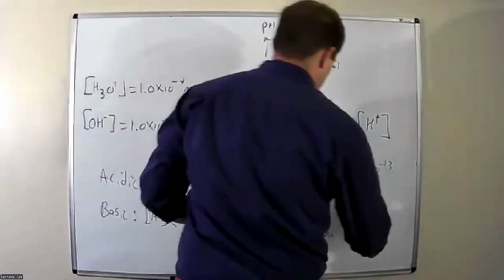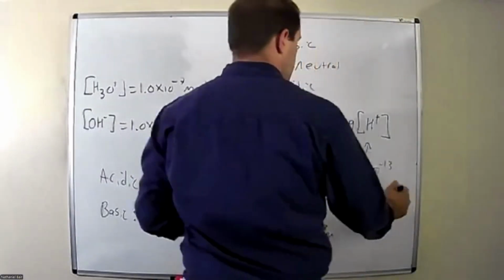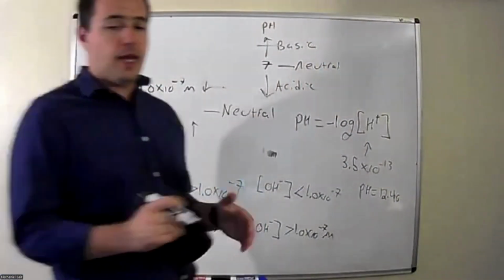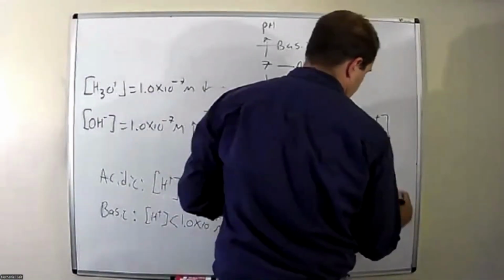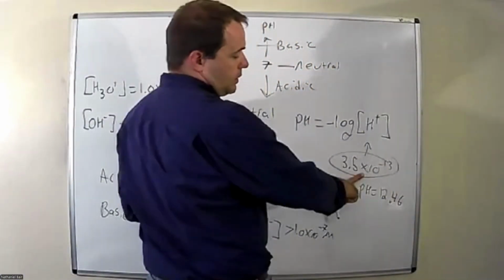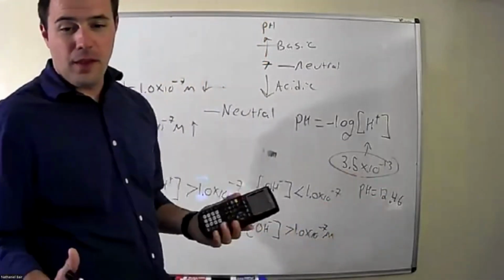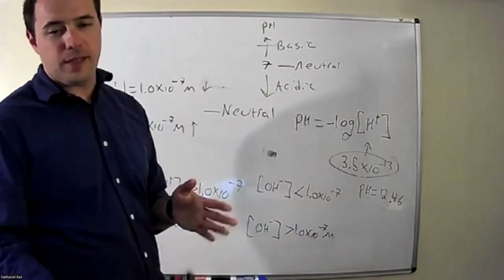12.46 as my pH. That would be a pH of 12.46. And indeed, that is basic, above 7. So what did taking the pH of that do? Well, it took this number that was in scientific notation and gave us a number that doesn't have scientific notation. That's all it did, which in my opinion is stupid. Force people to understand scientific notation.